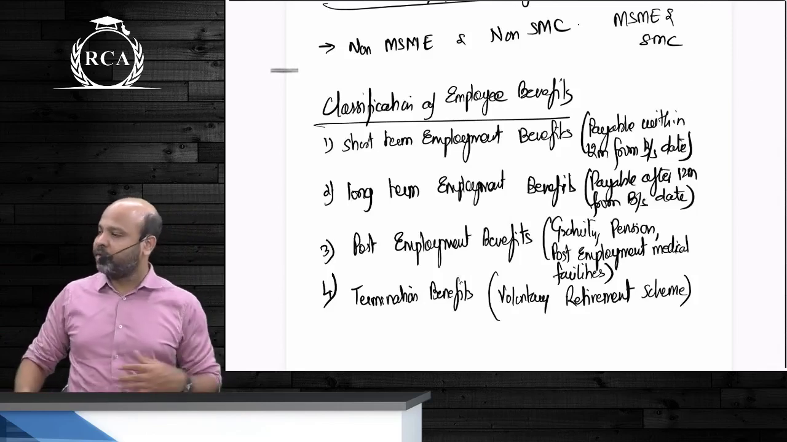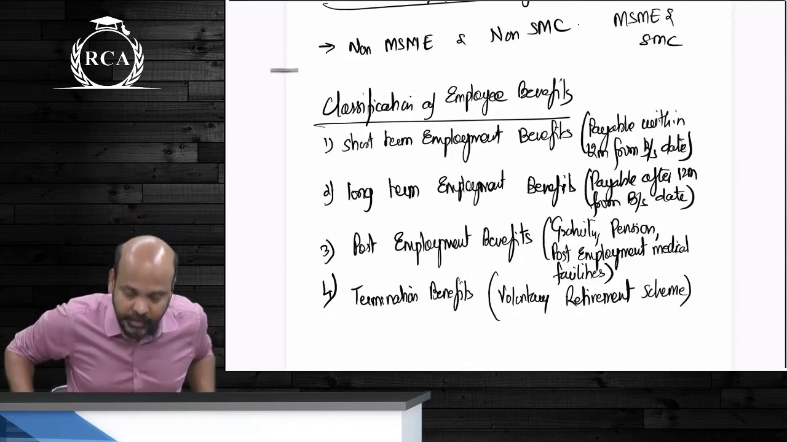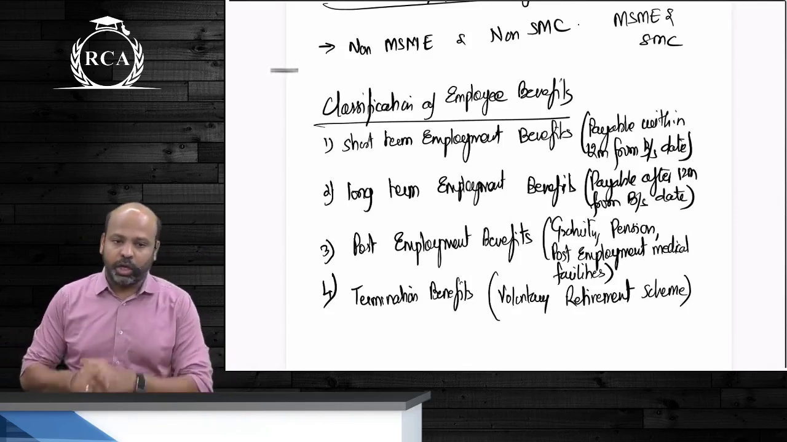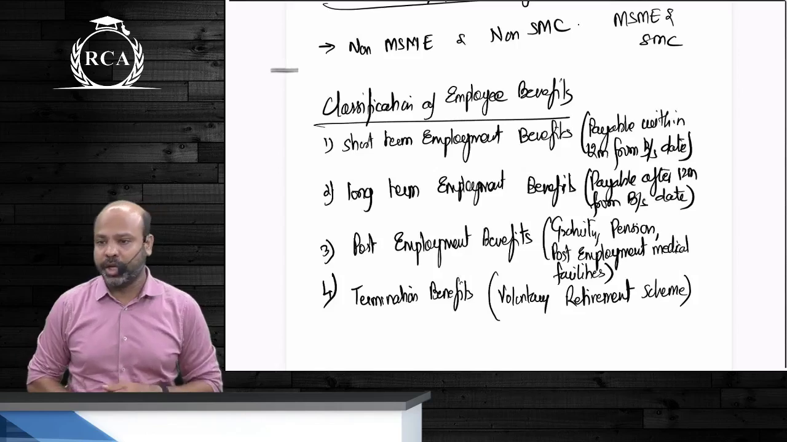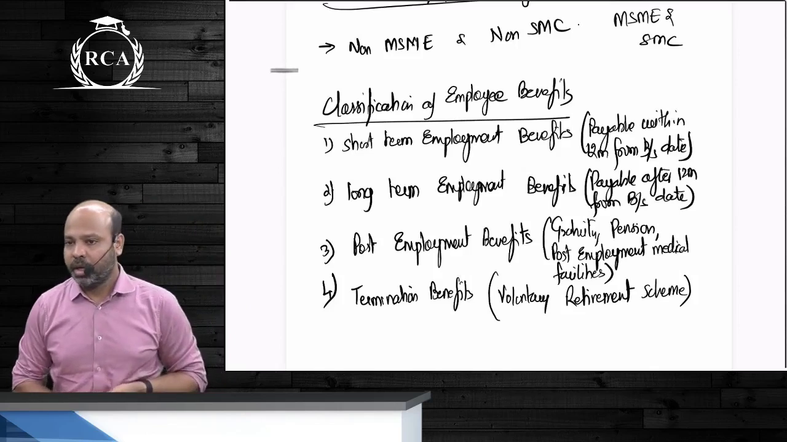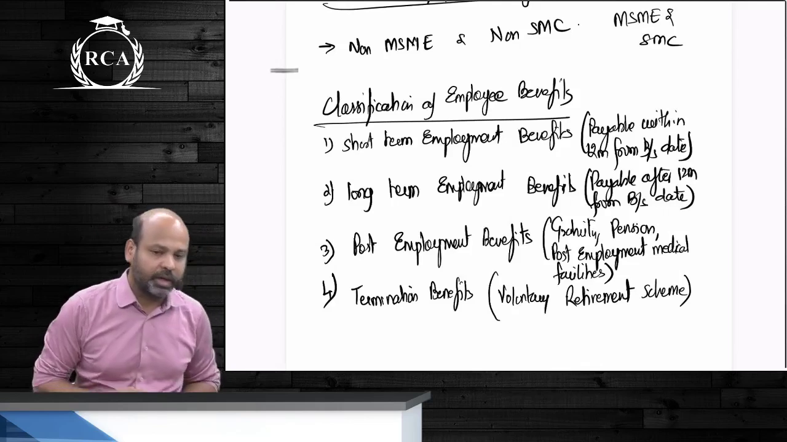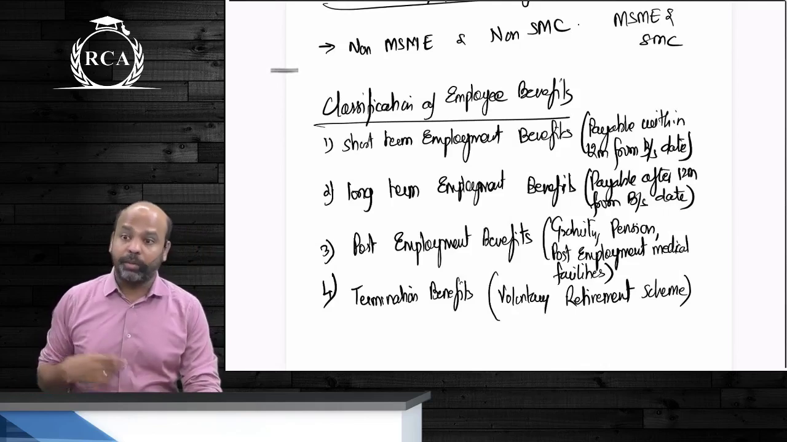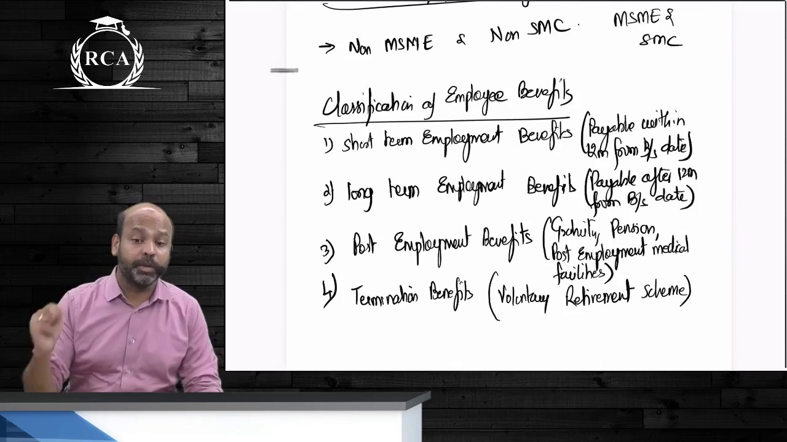So for this purpose, we divide all the employee benefits into 4 categories. We have short-term employment benefits, long-term employment benefits, post-employment benefits, and termination benefits. Short-term employment benefits are those benefits that are payable within 12 months from the balance sheet date. Long-term employment benefits are payable after 12 months from the balance sheet date. Short-term employment benefits can cover things like outstanding wages, outstanding salaries, profit-sharing plans, bonuses, or compensated absences. Long-term employment benefits can also cover profit-sharing plans over a longer period, and can cover long-term compensated absences.